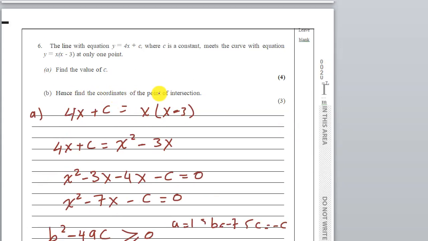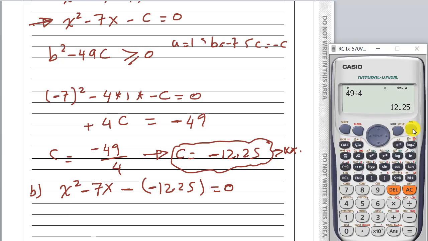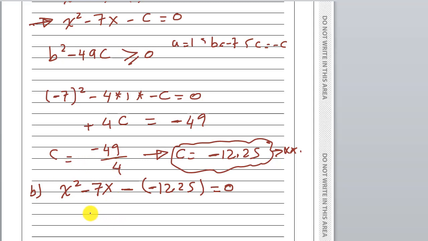Now, hence, find the coordinates of the point of intersection. So we need the point of intersection. So this is part B. The equation is here. So x squared minus 7x minus 12.25 equals 0. So let us now go and find the answer. So 1 enter, minus 7 enter, plus 12.25 enter. So now x is equal to 7 over 2.